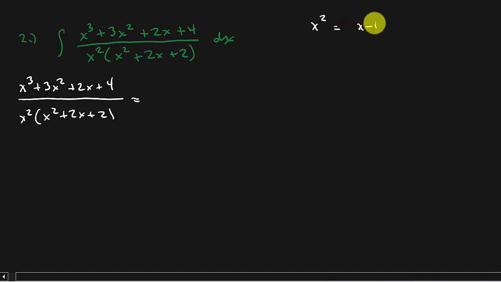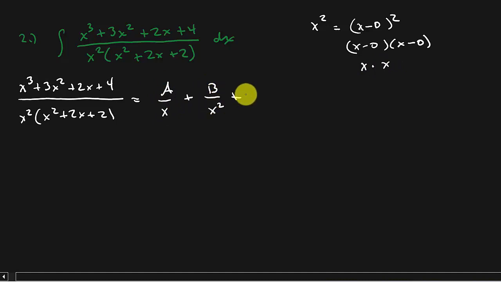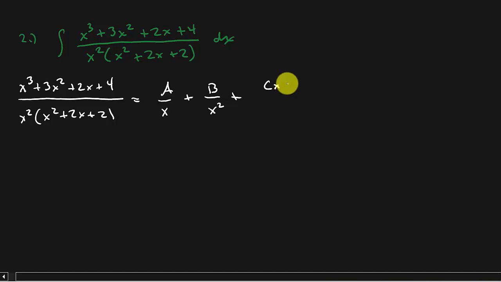Now think of x squared as x minus 0 squared, which is x minus 0 times x minus 0. So it'd be kind of like two linear factors, so x times x. So that's a over x plus b over x squared plus, all right, now I've got this. That's a quadratic factor. So that's going to be cx plus d over x squared plus 2x plus 2.